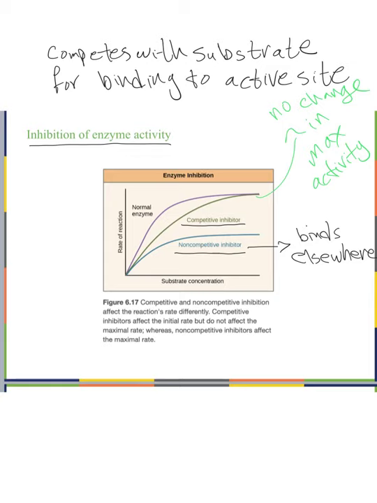But when you look at the non-competitive inhibitor, the non-competitive inhibitor actually reduces the maximum enzyme activity. So your maximum enzyme activity is not going to be as high anymore. That's because non-competitive inhibitors actually change the shape of the enzyme, and it substantially changes the way the enzyme functions. So no matter how much substrate you add, you're still not going to get to the same level of activity that you had in the absence of the inhibitor.